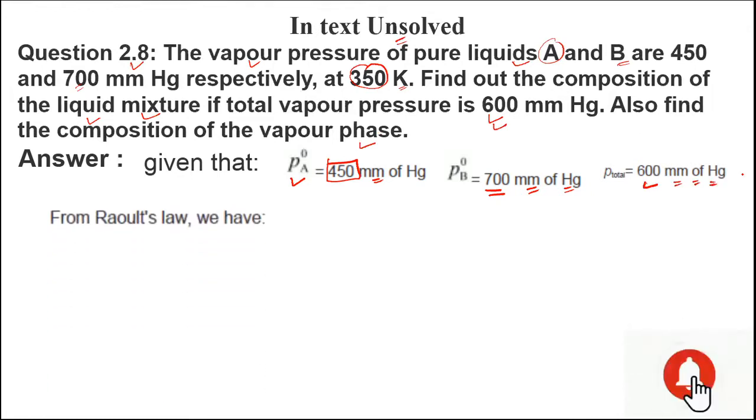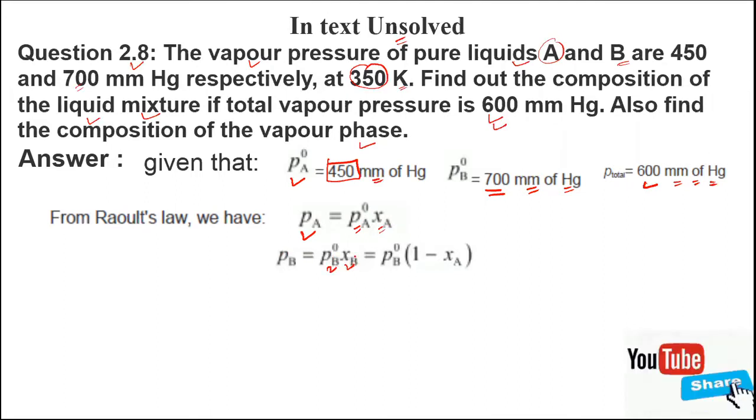Here from Raoult's law we have PA is equal to the product of P naught A and mole fraction of A. PB is equal to P naught B and mole fraction of B. We know mole fraction of B is equal to 1 minus mole fraction of A. Thus we can write P naught B times 1 minus mole fraction of A. P total is equal to PA plus PB.